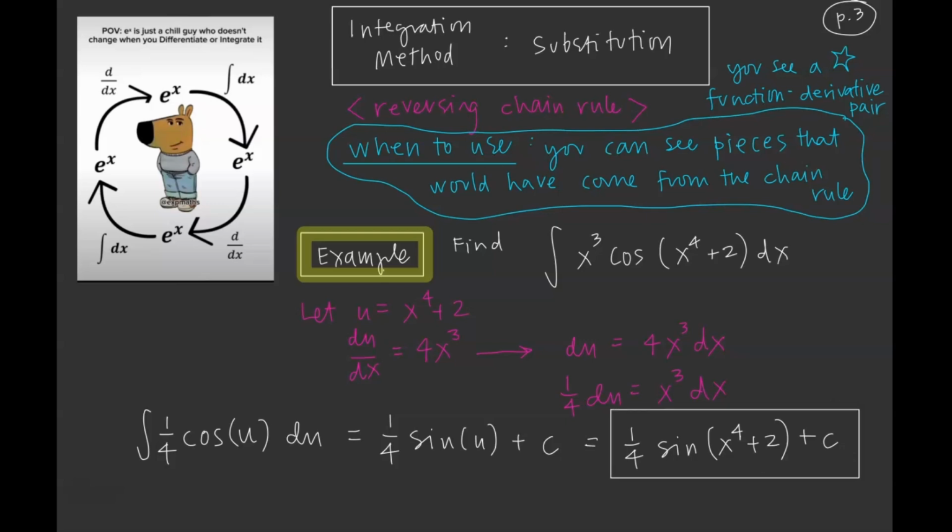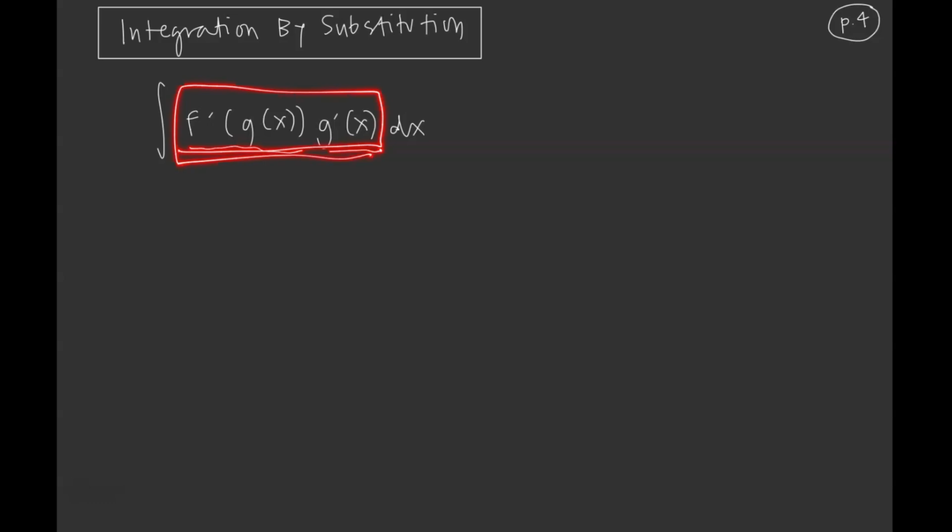So again, we just look for that. Hopefully we can find a function derivative pair. You may be off by a constant, but you can compensate for that. Okay, so now we'll take a look at the very general description of what integration by substitution is. If you're given the task to find the integral of f prime of g of x times g prime of x dx, essentially you can see that the chain rule was done. This is after the fact of a chain rule happening.